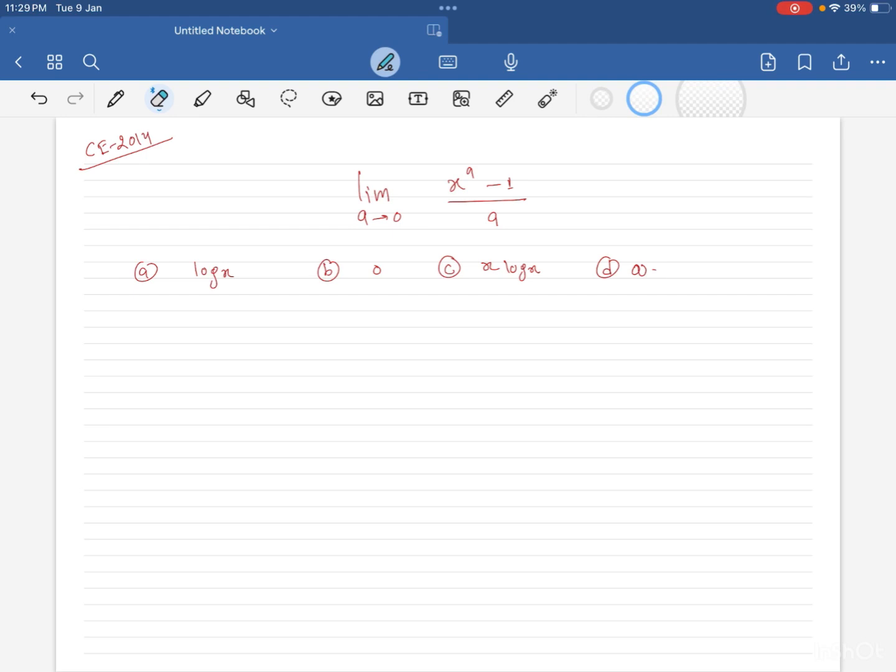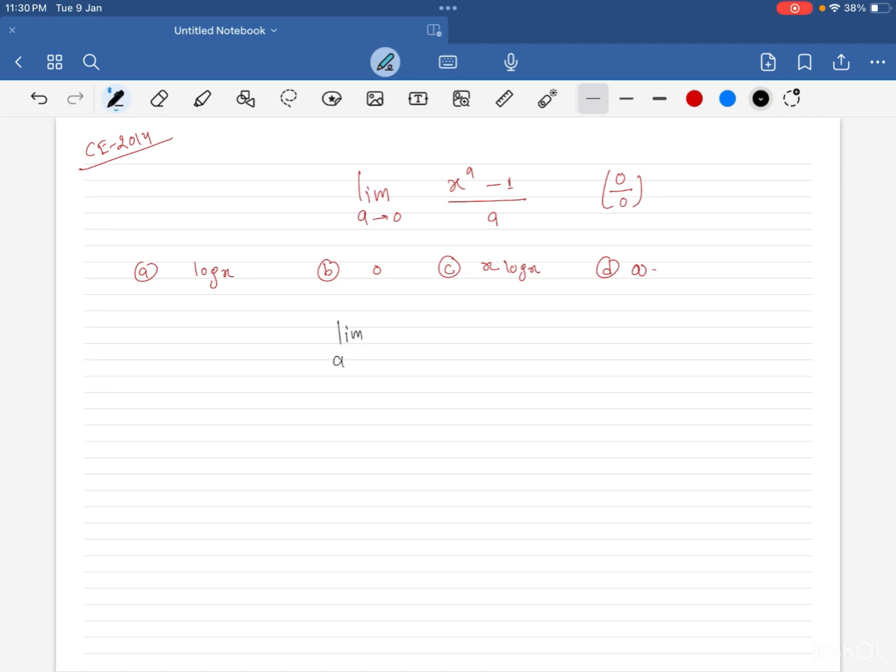Okay, so this question is from CE 2014. Now we have to evaluate this limit: limit a tends to 0 of (x to the power a minus 1) divided by a. One point to take care of is that here a tends to 0, so this x is going to be your constant. Now if you put a equals 0, then you get 0 by 0 form, which means we can use the L'Hopital rule.